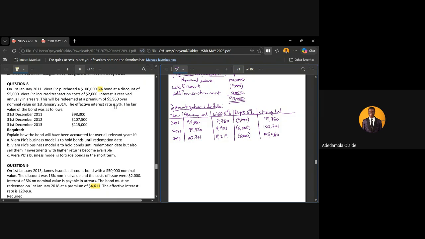105,960. Okay, so that explains why they said we are redeeming at a premium of 5,960. As you can see, the 100,000 now will be paying them an excess of 5,960. And that excess is more or less like the interest we did not pay over the 3 years plus interest on it also. We are supposed to be paying interest at 8%. We were paying at 5%. So that 3% difference that we are not paying is what we have.